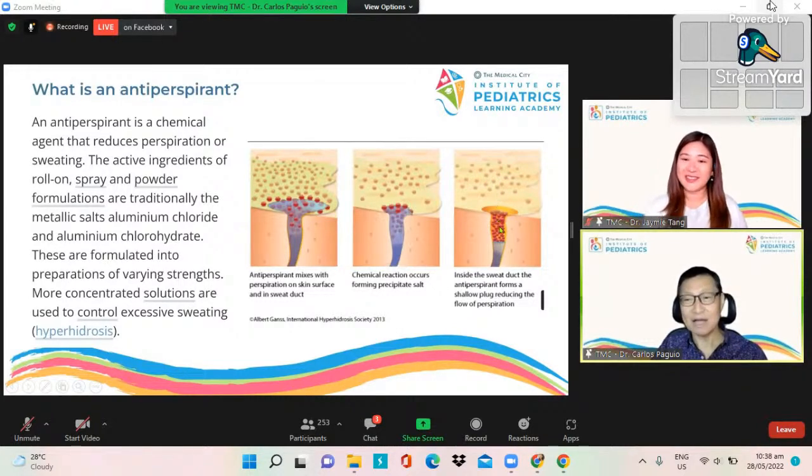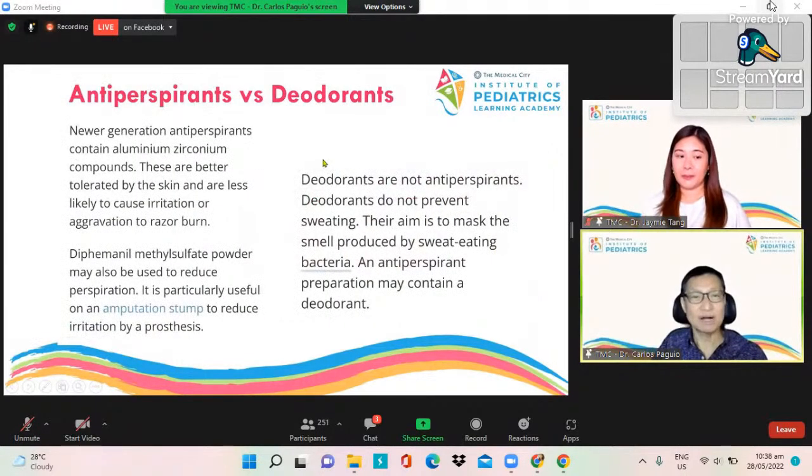But Doc, that's scary, if it keeps clogging. Chemically, it gets used up, so after a while it's gone, because it's just a chemical. But just watch out, as with all chemicals, for sensitive skin. Alright? Okay, so are antiperspirants the same as deodorants?